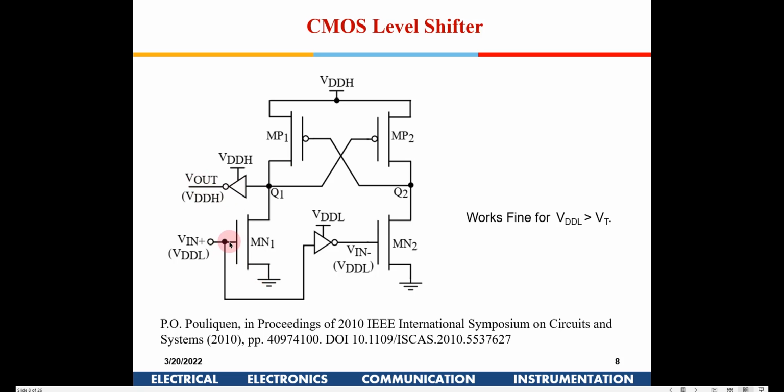Similarly, if this is low here, this will be switched off, this will be switched on, and since this is switched on, this will become 0 here. So that will switch on this MP1. So this Q1 will get charged to VDD, and then you get 0 here. Is it okay now?